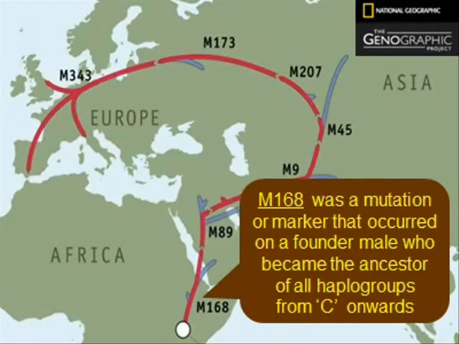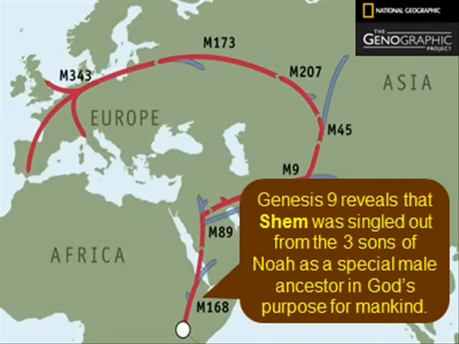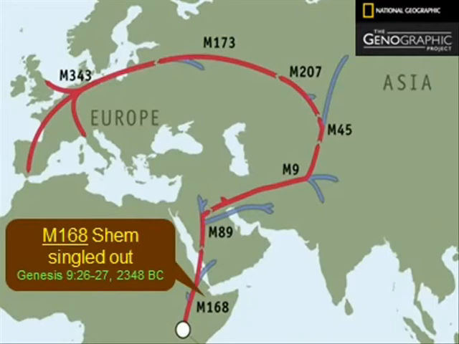The M168 was a mutation or marker that occurred on a founder male who became the ancestor of all haplogroups from C onwards. Now, turning to the Bible in Genesis 9, it's revealed that Shem was singled out from the three sons of Noah as a special male ancestor in God's purpose for mankind. So, M168, Shem, singled out.